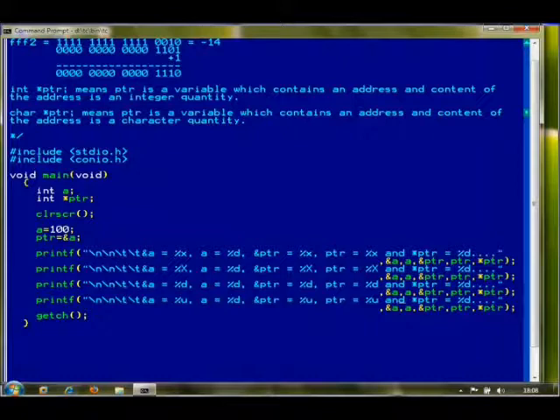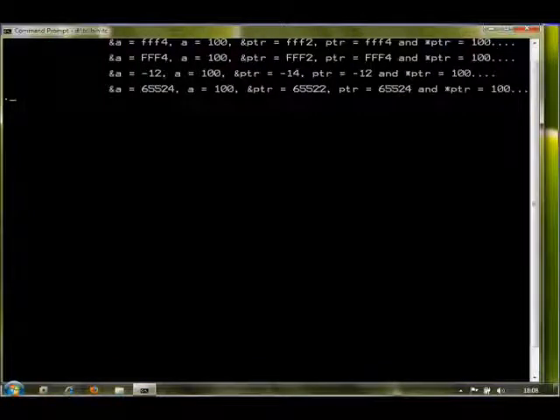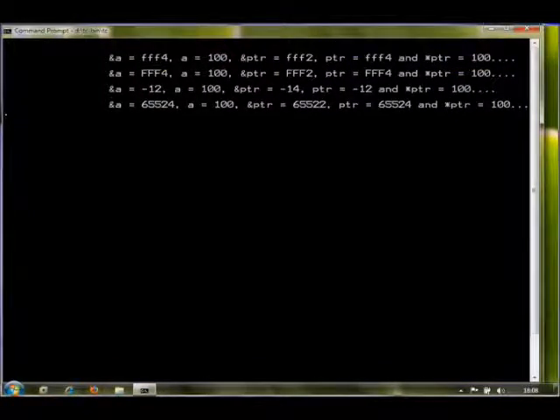Small d here, I have written percentage u. U means unsigned. That means all 16 bits are unsigned, all 16 bits will represent the magnitude part of the number. If I execute my program, you see FFF4 has been converted to 65524.